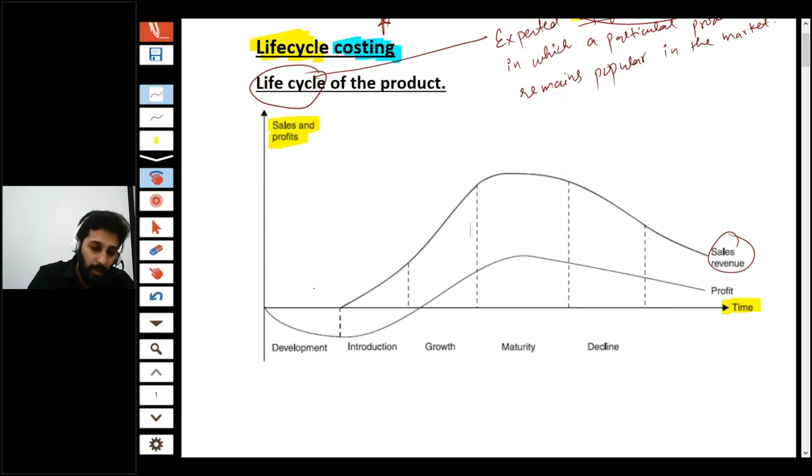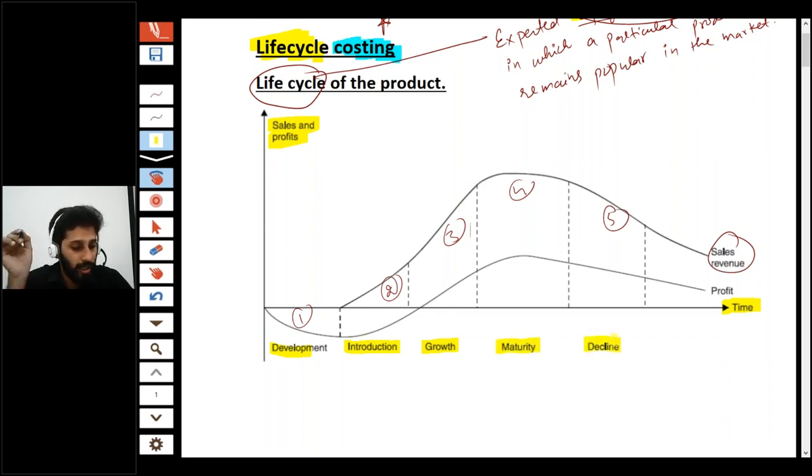This is the stage of development. Number one, number two, number three, number four, and number five. This is development, introduction, growth, maturity, and decline. In the development stage, there is no profit.